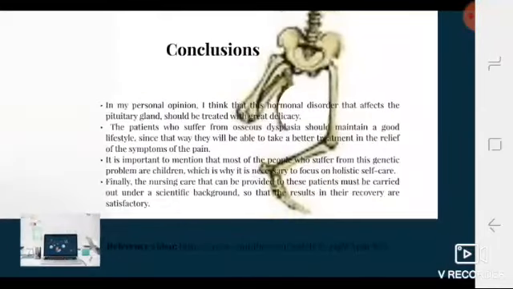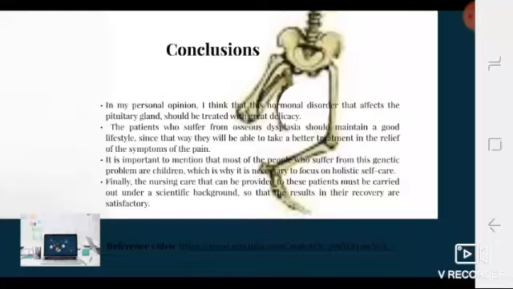Conclusion. In my personal opinion, I think that this hormonal disorder that affects the pituitary gland should be treated with great delicacy. The patients who suffer from osseous dysplasia should maintain a good lifestyle, since that way they will be able to take a better treatment in the relief of the symptoms of the pain. It is important to mention that most of the people who suffer from this genetic problem are children, which is why it is necessary to focus on holistic self-care.